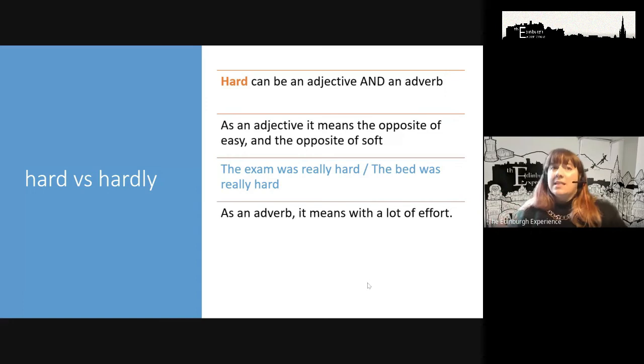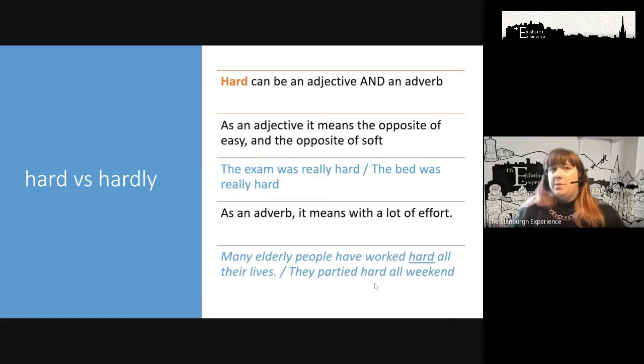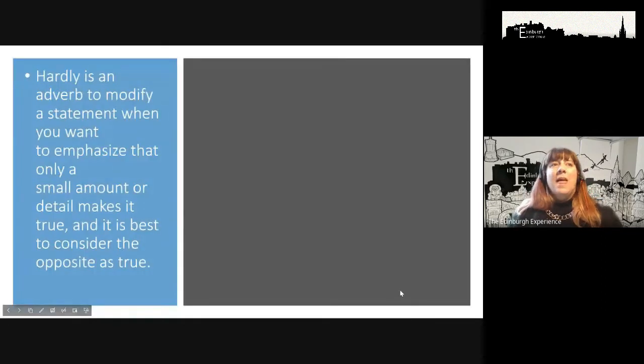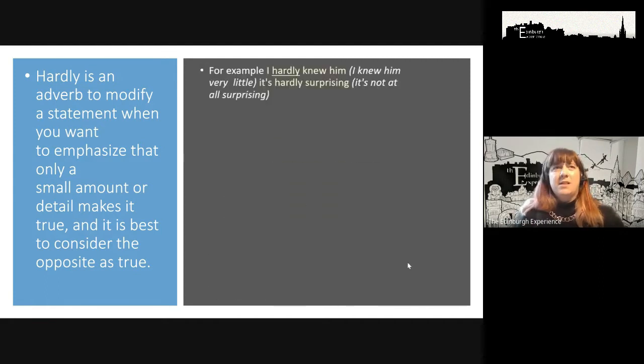When hard is an adverb, it means that we use a lot of effort. So, for example, many elderly people have worked hard all their lives, or they partied hard all weekend. Hardly is an adverb, not an adjective, and we use it when we want to modify what we're saying, or to emphasize that only a small amount of that detail is true. And it's better to believe that the opposite is true. So let me show you some examples to make this clearer.